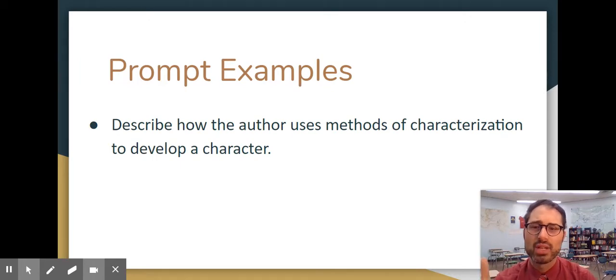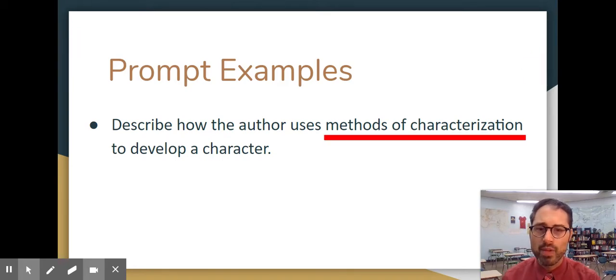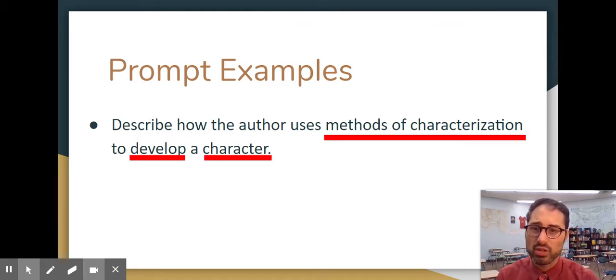We might be asked, describe how the author uses methods of characterization to develop a character. My first step is I need to find the key words here. The words that are literary terms or literary devices, the stuff that we study in English class. So here, methods of characterization is one of those terms. And also, we know we're developing a character, so methods of characterization and character.